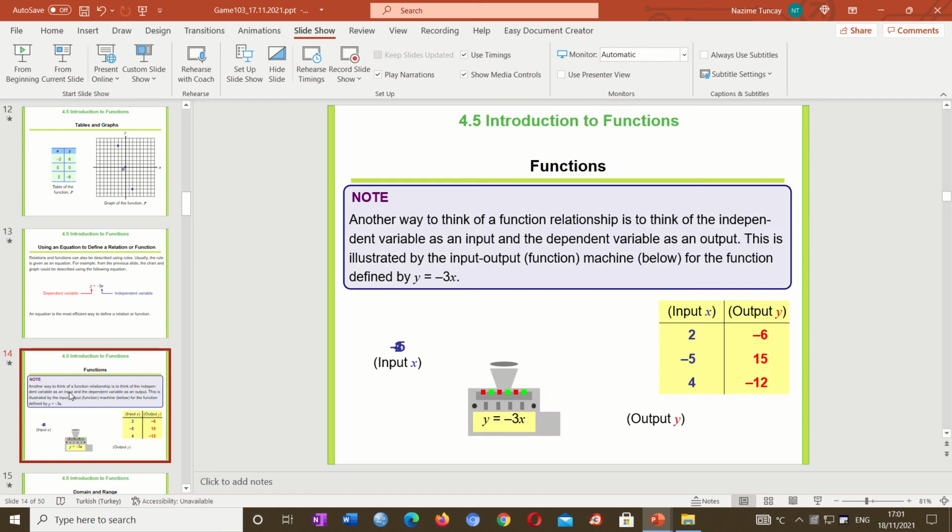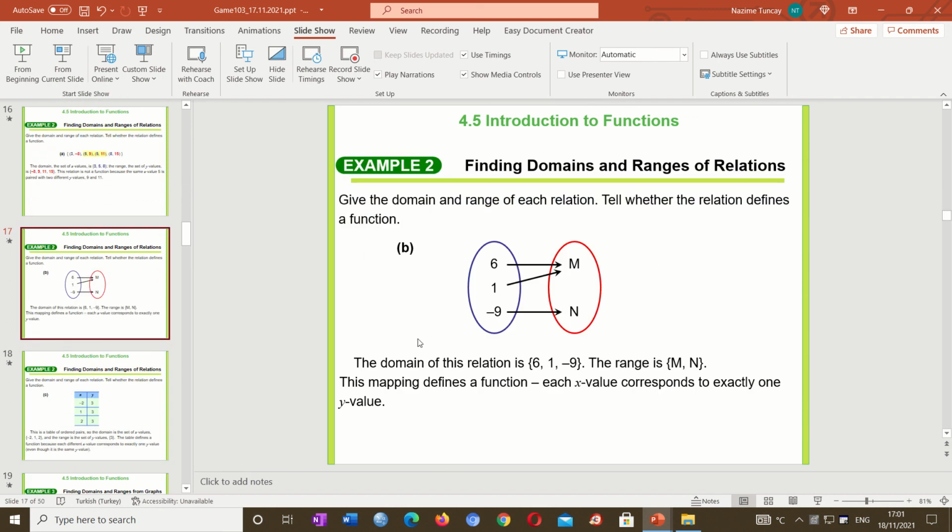However, here this is many to 1. More than one element goes to the same one, 6 and 1 go to here. If it is many to 1, it's a function. It can be 1 to 1 or many to 1, it's a function. But 1 to many is not a function. Any questions here? Okay, good.